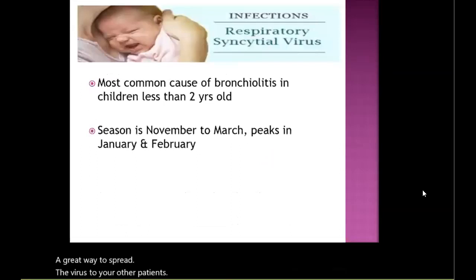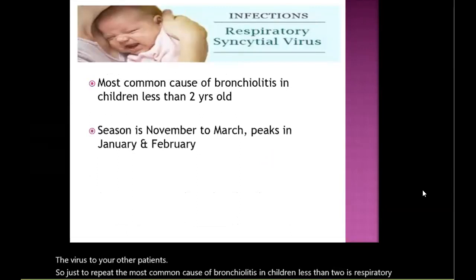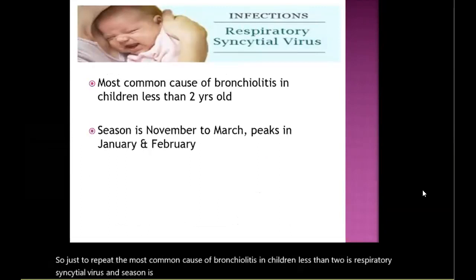So just to repeat, the most common cause of bronchiolitis in children less than 2 is respiratory syncytial virus, and season is November to March. It usually peaks in January to February. So you can take all of that with a grain of salt. In the wintertime, it's RSV season, so get ready.